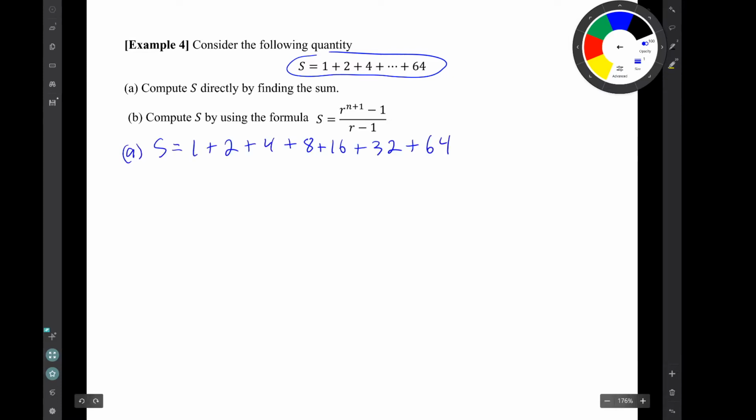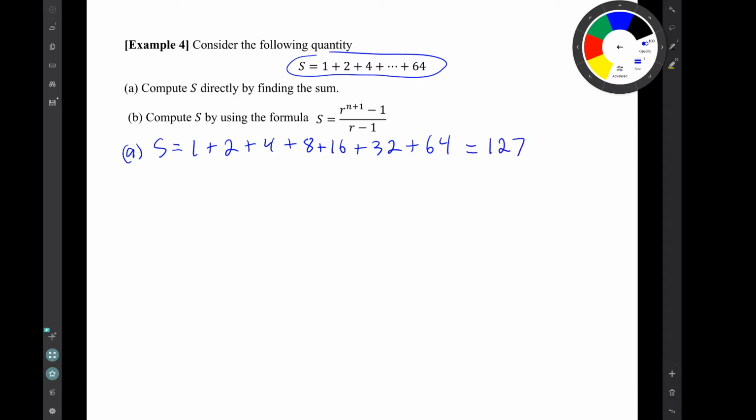Well, we can do this. 64 plus 32 is 96. Add 16, you get 112. Add 8, you get 120. Add 4, you get 124. Add 2, you get 126. Add 1, you get 127.